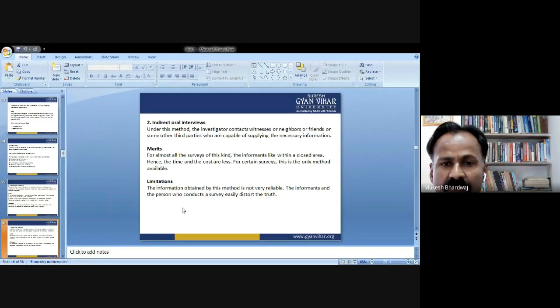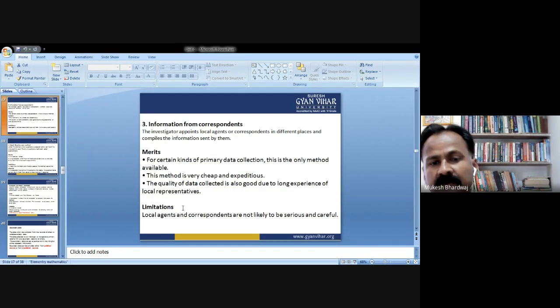Merits: for almost all the surveys of this kind, the informants live within a closed area and the time and the cost are less. For certain survey, this is the only method available. And the demerits are the information obtained by this method is not very reliable. I had told you that it is somewhat distorted from the informants, and the person who conducts the survey can easily distort the truth. Okay.